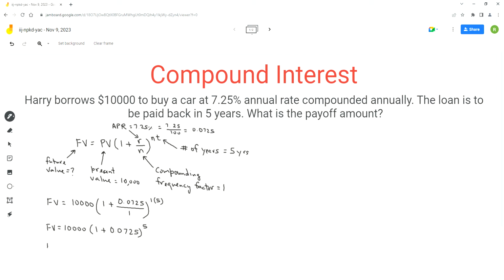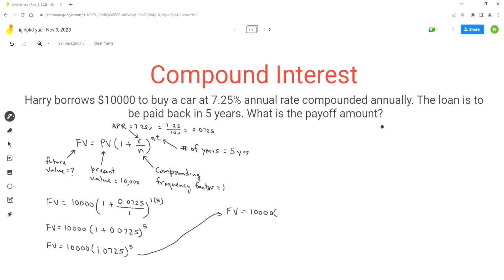Next we have to add the terms inside the parentheses. So 1 plus 0.0725, which is equal to 1.0725. Now the next step is to evaluate the exponent term. So for that we have to use our calculator. So in our calculator we should input 1.0725 to the power 5.